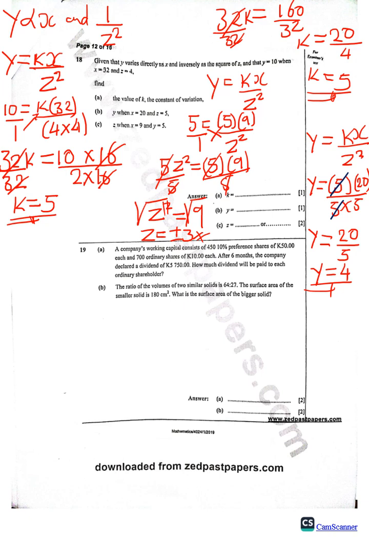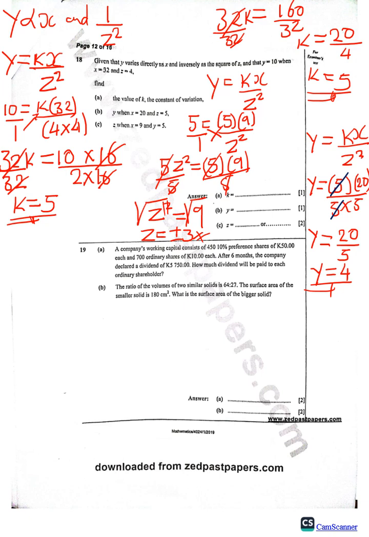Now let's move on to question 19. A company's working capital consists of 450 10% preference shares of 50 kwacha each and 700 ordinary shares of 10 kwacha each. After 6 months, the company declared a dividend of 5,750 kwacha. How much dividend will be paid to each ordinary shareholder? So the focus is ordinary. So these 450 shares are for those like the top shareholders. Then the ordinary were 700.